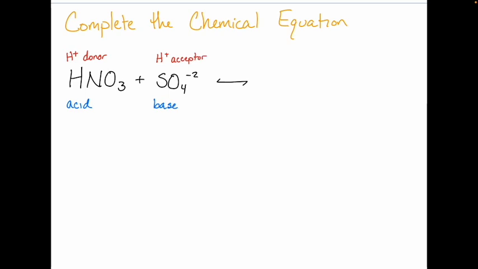All right, so on my product side, my acid is going to have lost that hydrogen to become just the nitrate ion. And since it loses that positively charged ion, it's going to be left with a negative sign. So decrease the number of hydrogens by 1, decrease the charge by 1. We go over to our base. That's going to accept a proton, so I'm going to increase the number of hydrogens by 1. And since it accepted that positively charged proton, its charge is also going to increase by 1.